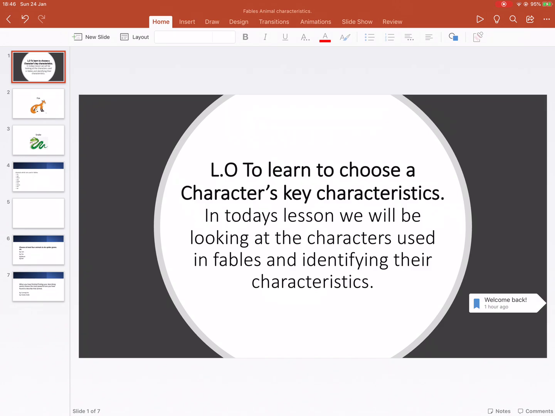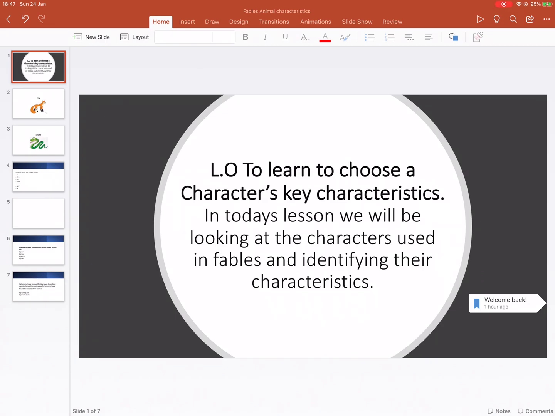Morning, everybody. Welcome to our next Fables lesson. And the lesson that we're going to do today is to learn to choose a character's key characteristics. So in today's lesson, we'll be looking at the characters used in Fables and identifying their characteristics. Don't be frightened of this.